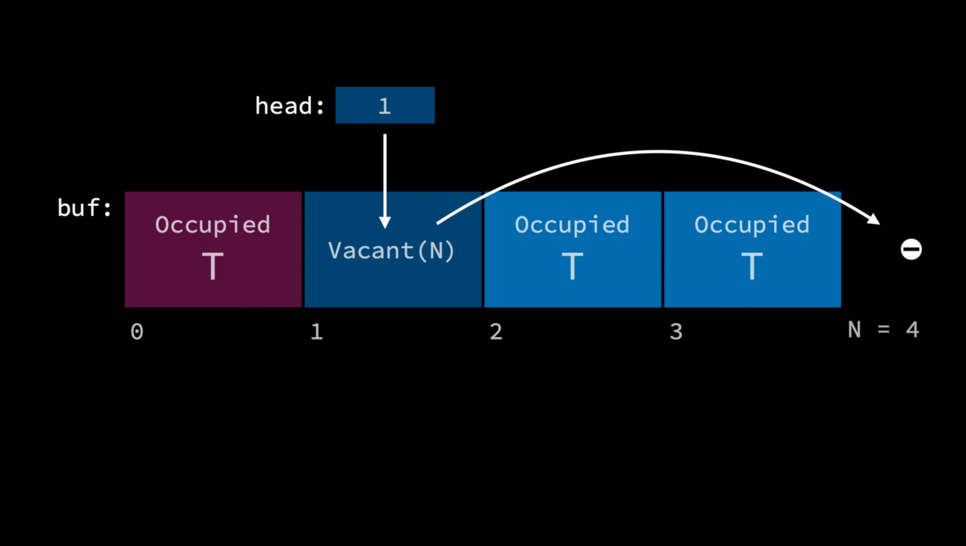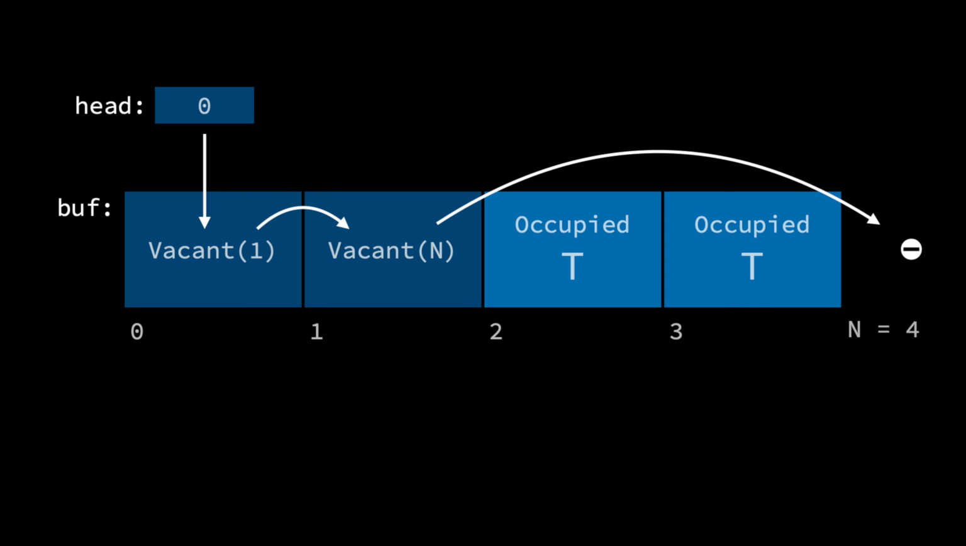Now the client wants to remove the item at index 0. So again, we replace that entry with a vacant that points at the current head, and we update the head.